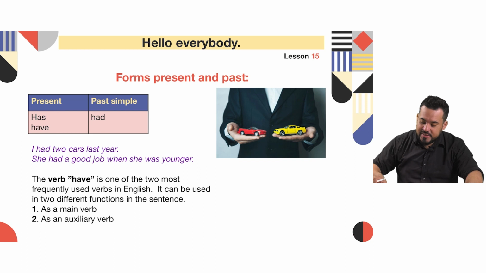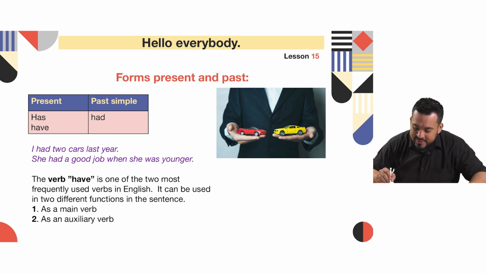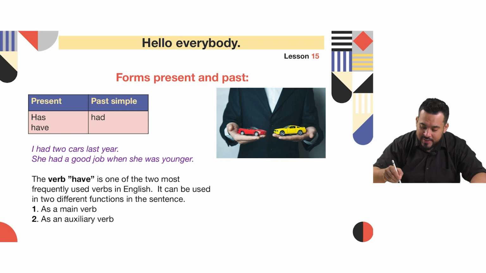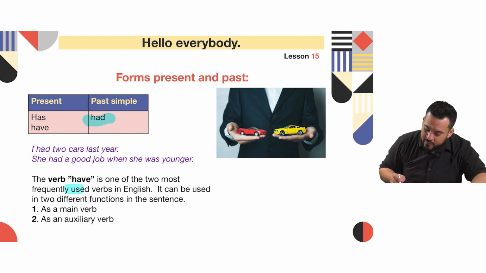Okay, so let's take a look at present and past forms of have and has. So has with singles, he, she, it. Have with plurals, I, you, we, they. In the past, they all make one past, and that is had. So the past of has and have is had. The verb have is one of the most frequently used in English. It can be used in two different functions.